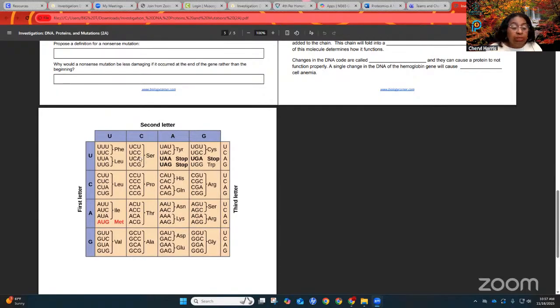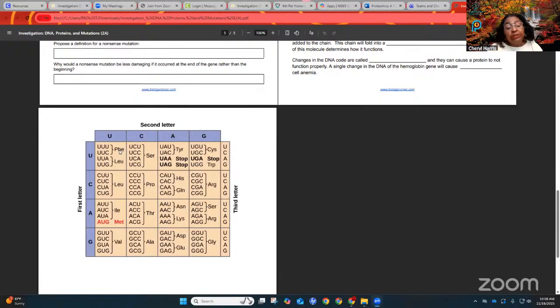And our last one is AAA, and it's going to translate to... I'm going to help you with that one. Thank you, Amani. And the first row up here is U. So that's going to be PHE, and that goes in that box.